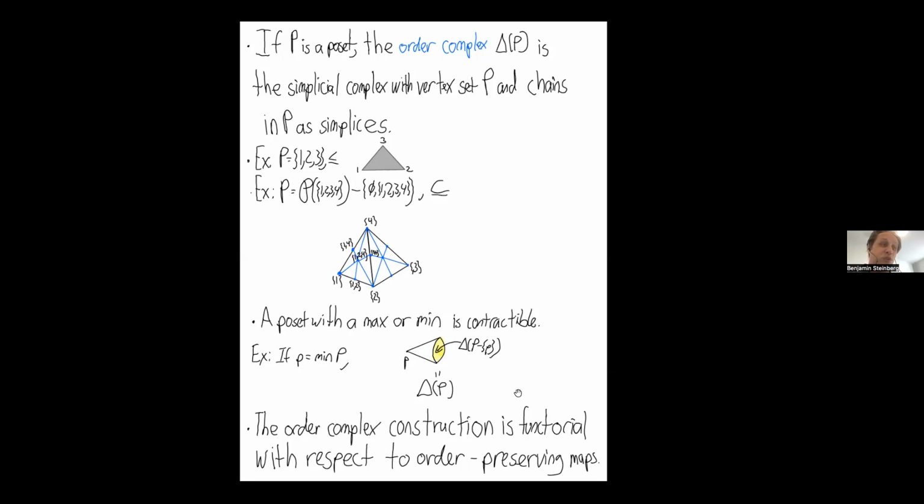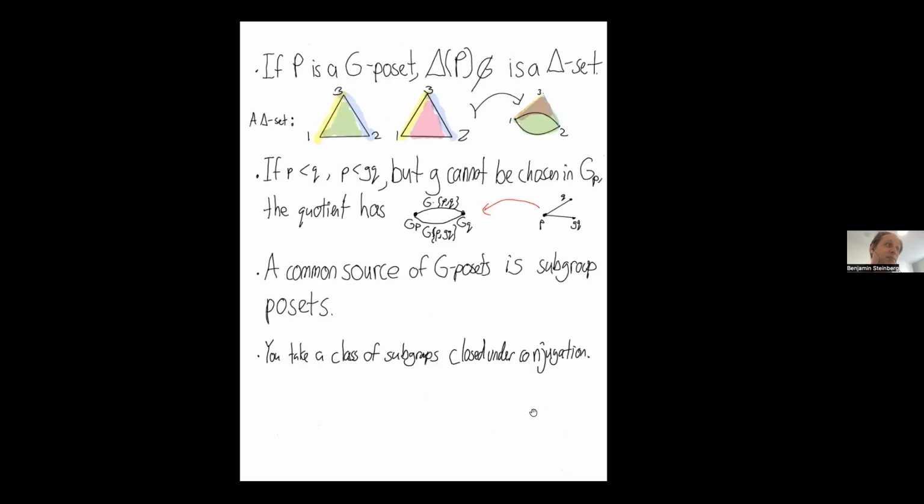If you have a map between posets and it preserves order, then it will send chains to chains. And if you want to geometrically realize it, the corresponding linear map that sends the basis vectors of P to the basis vectors of your other poset will be a simplicial map in the geometric sense. But I'm not going to really care that much about realizing these things geometrically. I'm just going to work with abstract simplicial complexes.